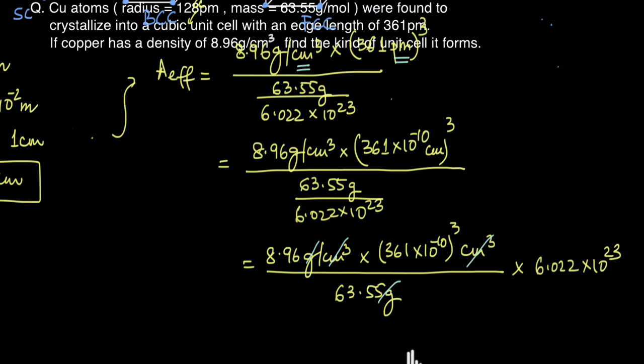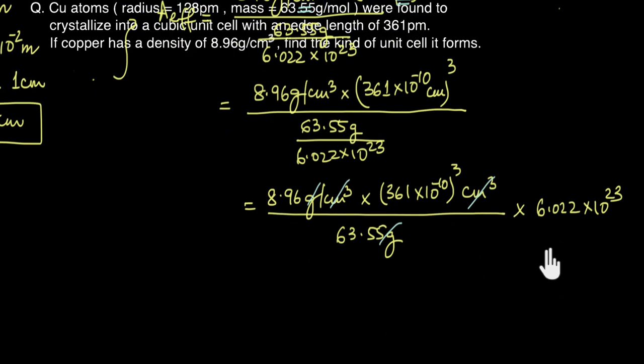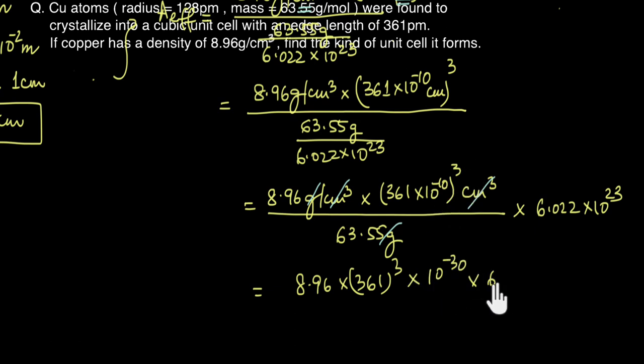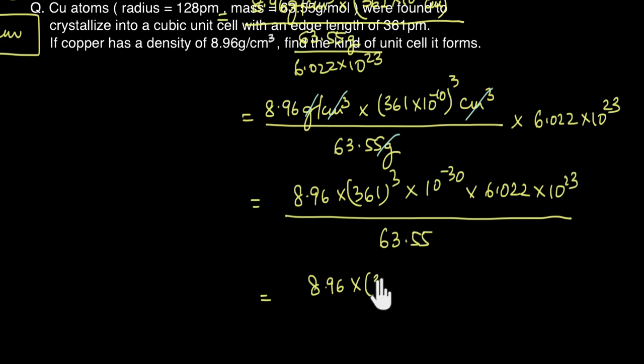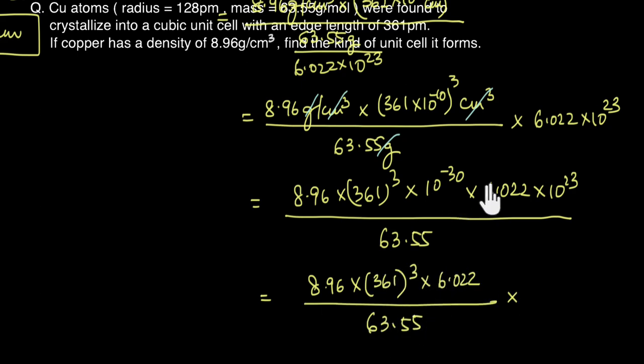So A effective is a dimensionless quantity, which will be equal to 8.96 into 361 cube into 10 to the power minus 10 cube, which is 10 to the power minus 30, into 6.022 into 10 to the power 23, divided by 63.55. Let me quickly rewrite this one more time. 10 to the power minus 30 and 10 to the power 23 is 10 to the power minus 7.